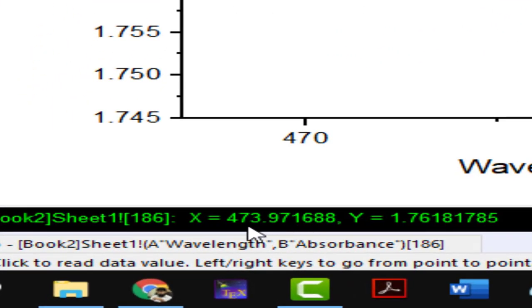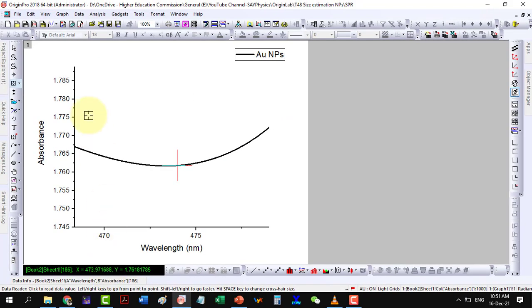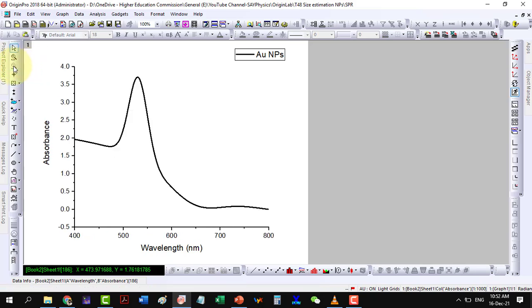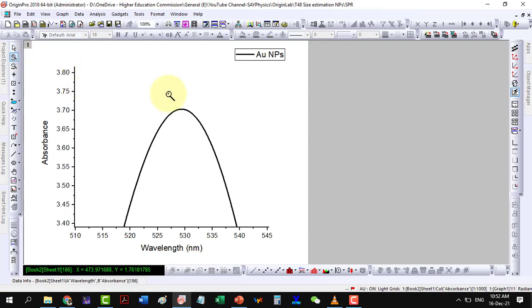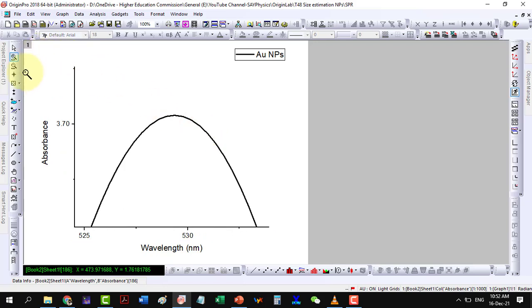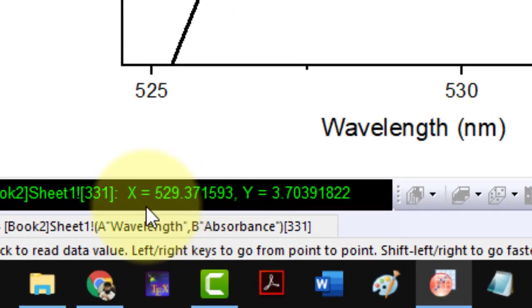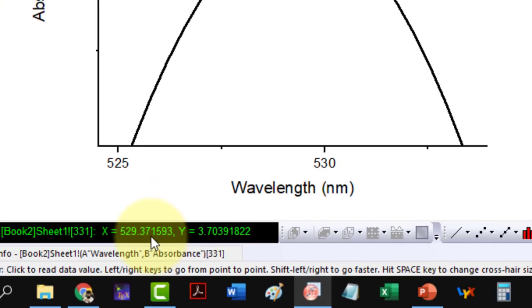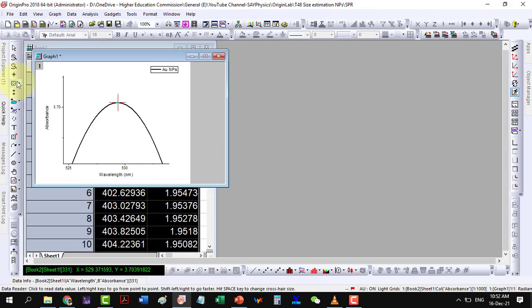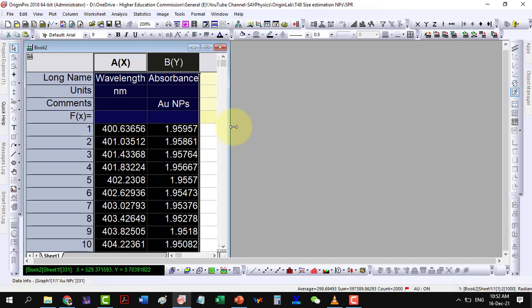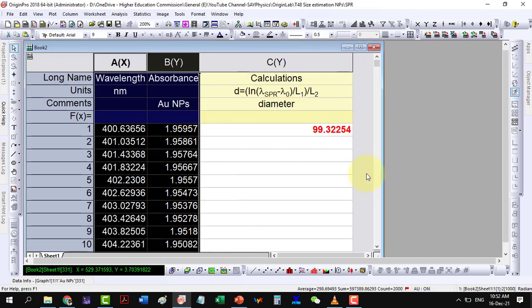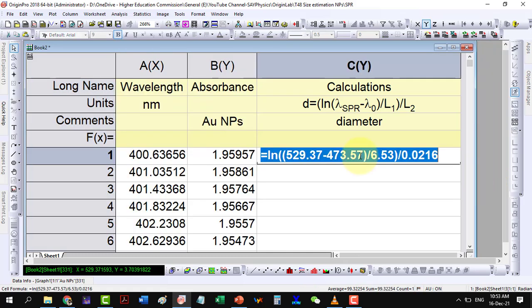which is 473.57. And lambda SPR value is 529.37. Now put these values in the Haiss equation.